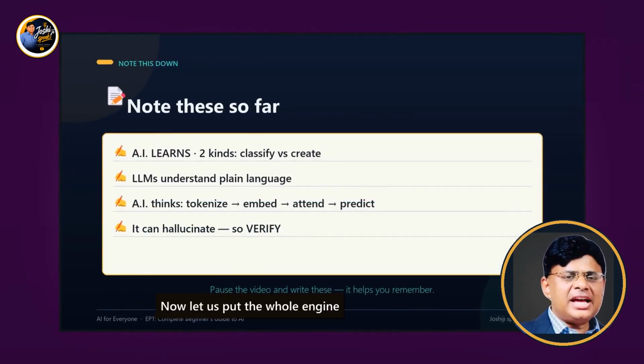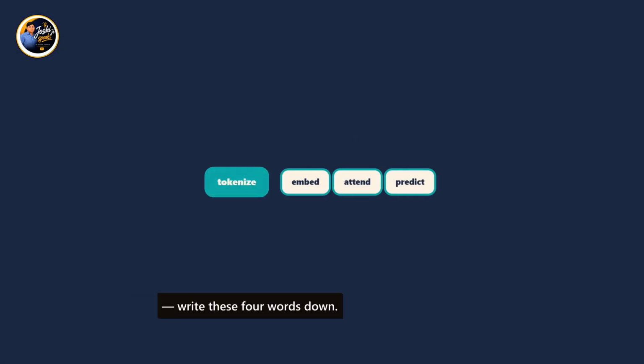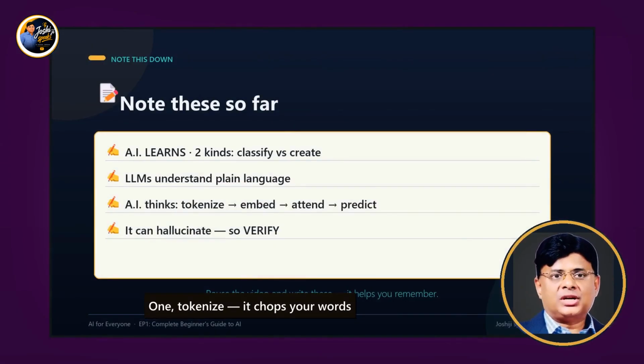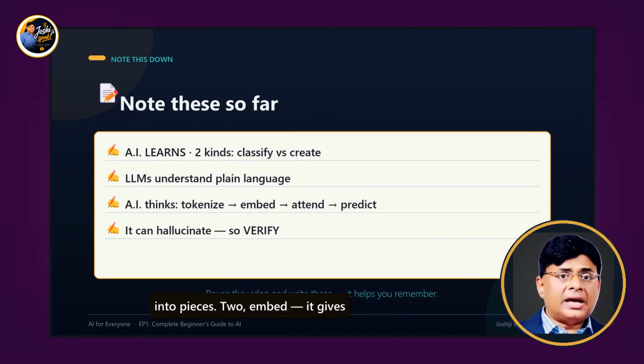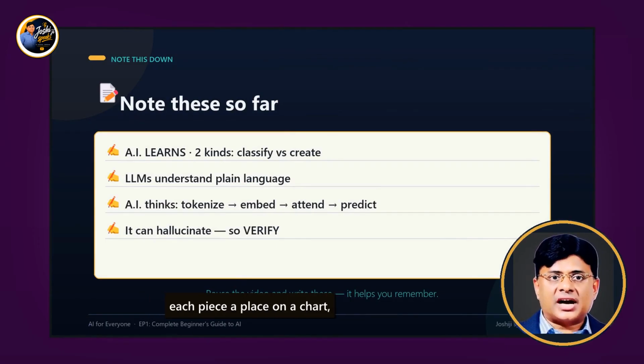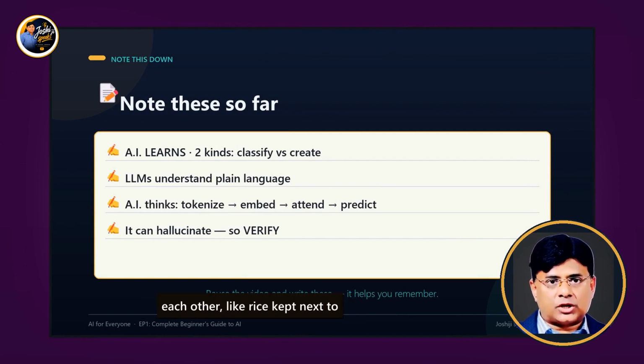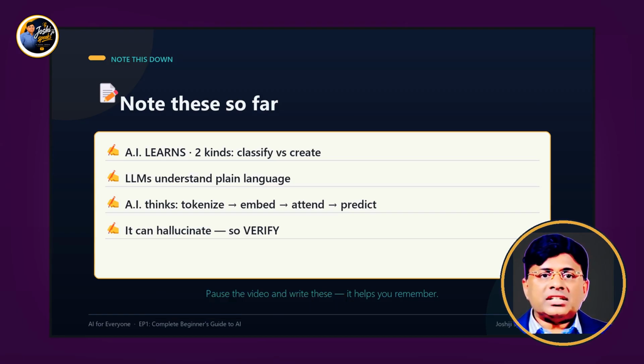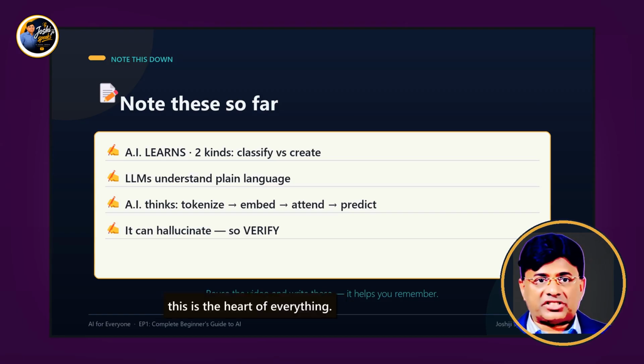Now let us put the whole engine together, because this is a proud moment. Write these 4 words down. 1. Tokenize, it chops your words into pieces. 2. Embed, it gives each piece a place on a chart, so words with similar meaning sit near each other, like rice kept next to wheat and soap next to soap on your shelves. 3. Attend, it focuses on the words that matter. 4. Predict, it builds the answer one word at a time. Tokenize, embed, attend, predict. Pause and write those 4. This is the heart of everything.